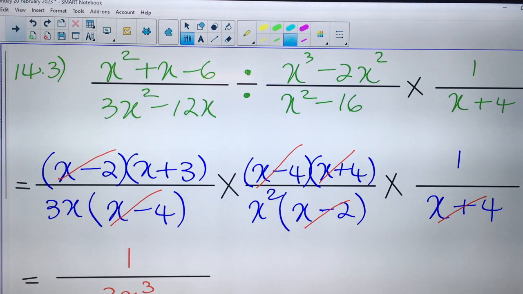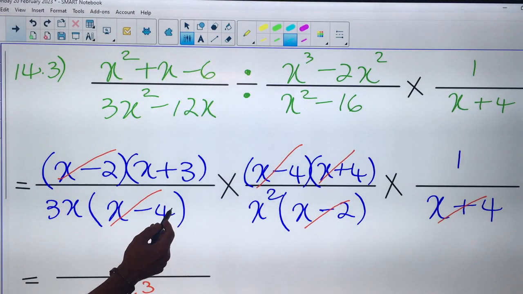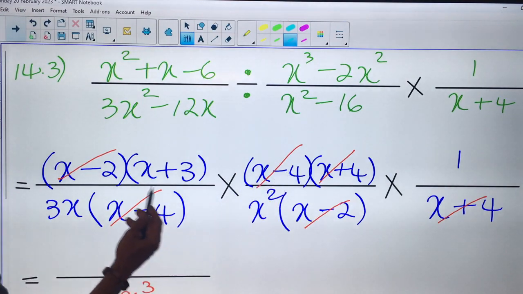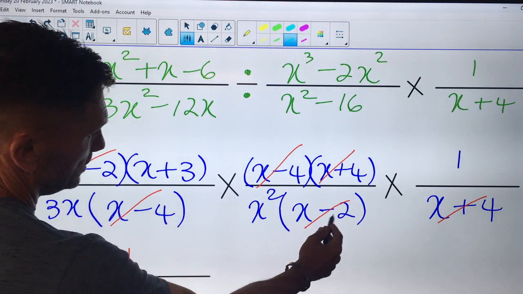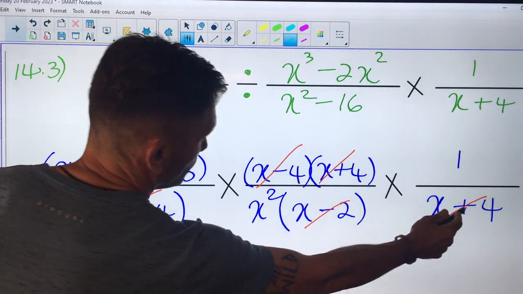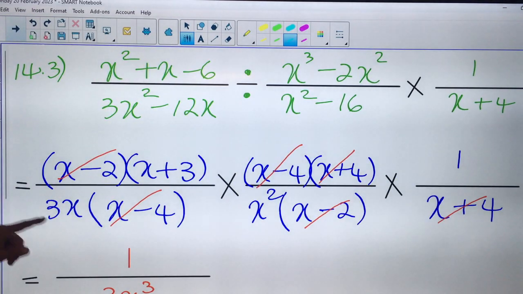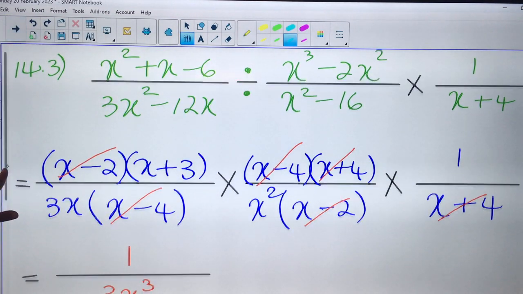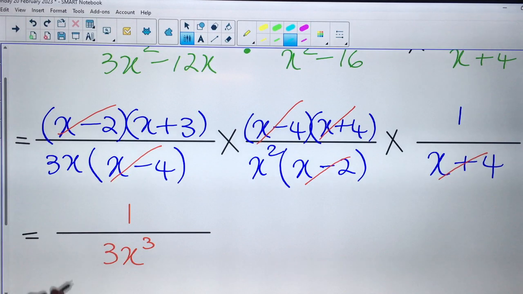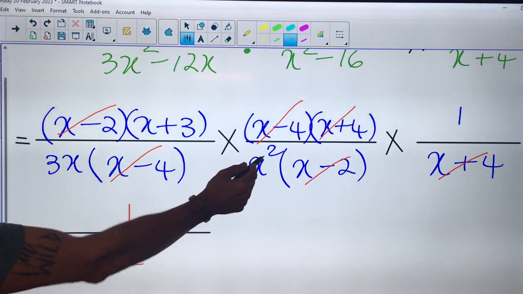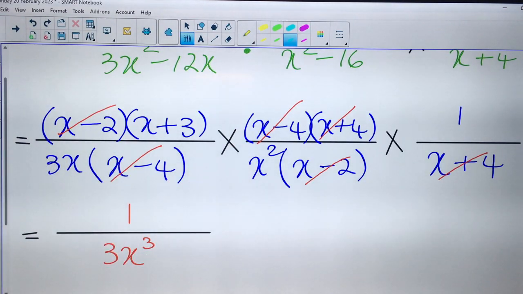So girls, if you can't do the factorization, or if the factorization is done incorrectly, then you're most probably going to lose all the marks here. Then check to cancel out. Here's an x minus 4 that cancels out with an x minus 4, an x minus 2 with an x minus 2, x plus 4 with an x plus 4. So on top we have a 1 left. Now we need to have the 1 there because it's a placeholder. At the bottom we have 3x times x squared, 3x cubed.